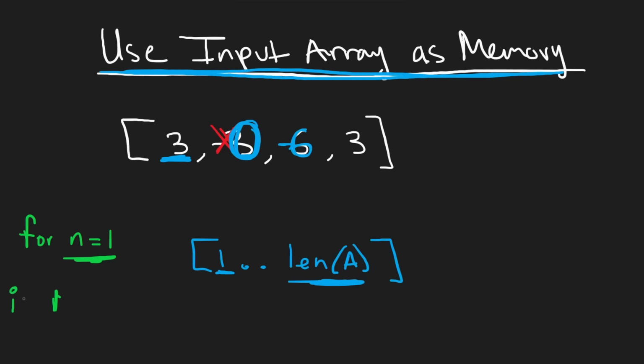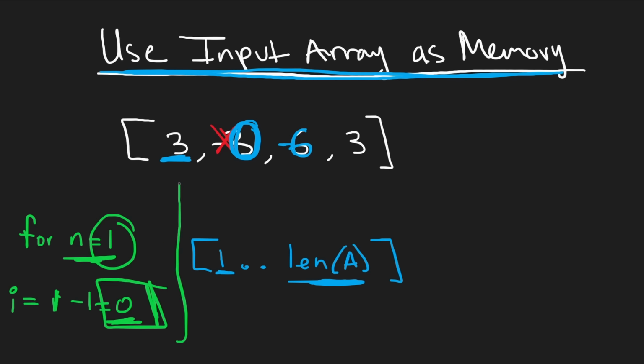We want to compute the index, right? So we're going to take 1 minus 1, which is going to be 0. So we want to know, does 1 exist in our input array? We can check that by checking the 0th index of our input array. If it's negative, that means 1 does appear in the input array.